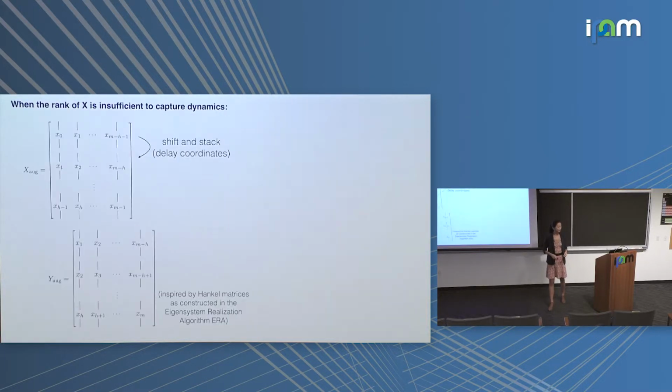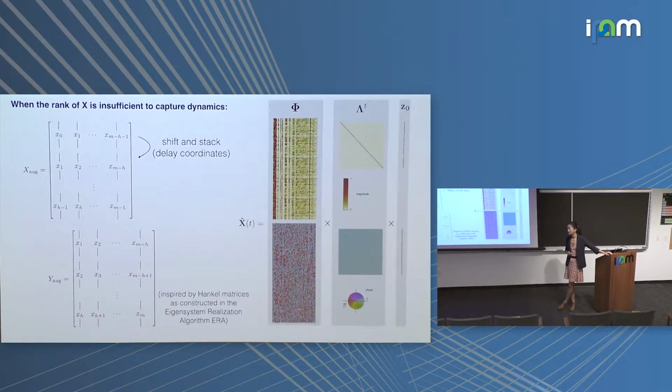And so I took a hint from Jonathan's exact DMD algorithm and started doing these shift stacks, essentially doing delay coordinates in order to augment the dimensionality of the data set. And that worked pretty well. So if you could hang on to this thought, we'll come back to delay coordinates a little bit later in this talk.